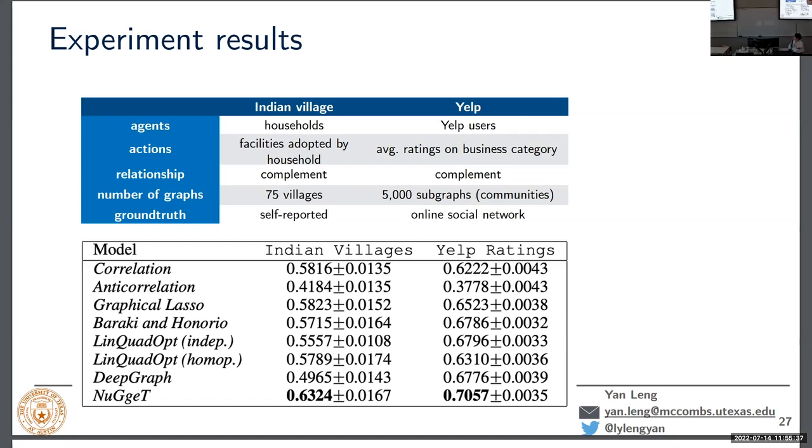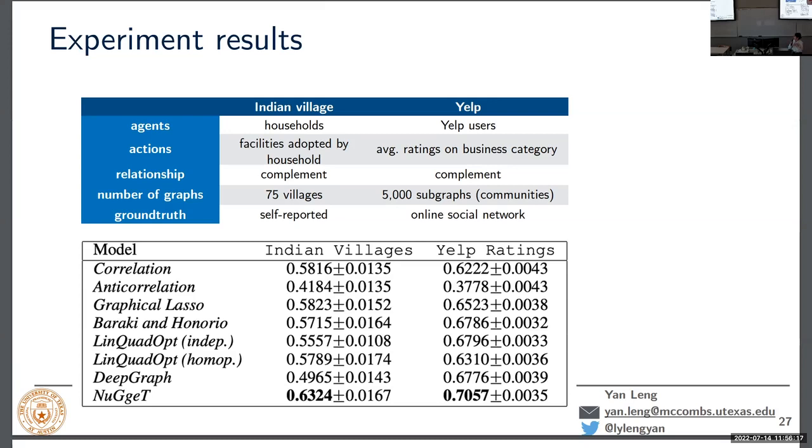In terms of the number of graphs, we have about 75 villages, and we split this data into train test split. The ground truth data that we treat here is the self-reported network. This could be more accurate than other data that we collected on digital platforms. So in this data, we see that we perform the best, which is the bottom one, and the runner-ups are actually correlation and graphical lasso, which could mean that in this example, people don't really behave that similar to either the linear-quadratic game or the Bariak Honorio game.